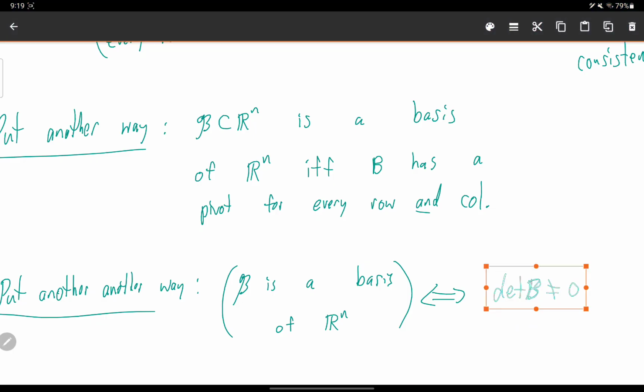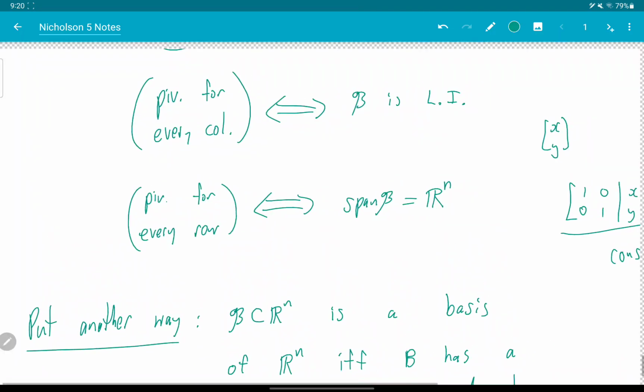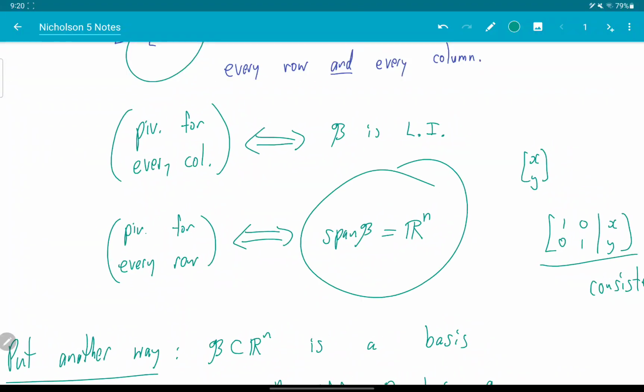Okay, it can't be that sloppy. Obviously B is square, and the determinant of B is non-zero. Okay, so again, determinant of B non-zero is going to ensure that I have a pivot for every row and a pivot for every column. A pivot for every column gives me independence, and a pivot for every row gives me span B equal to Rn.